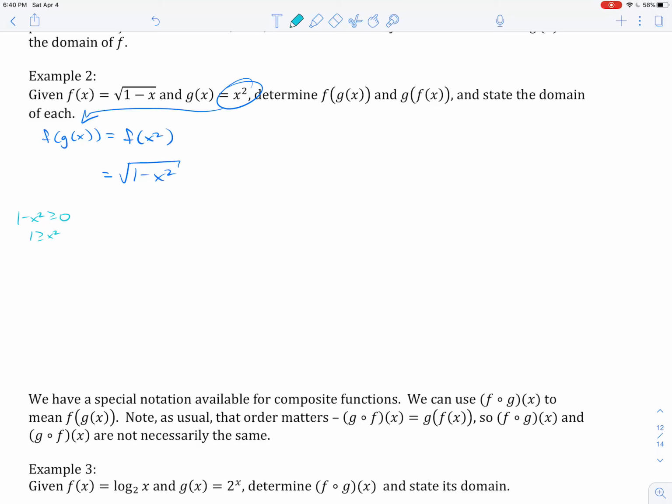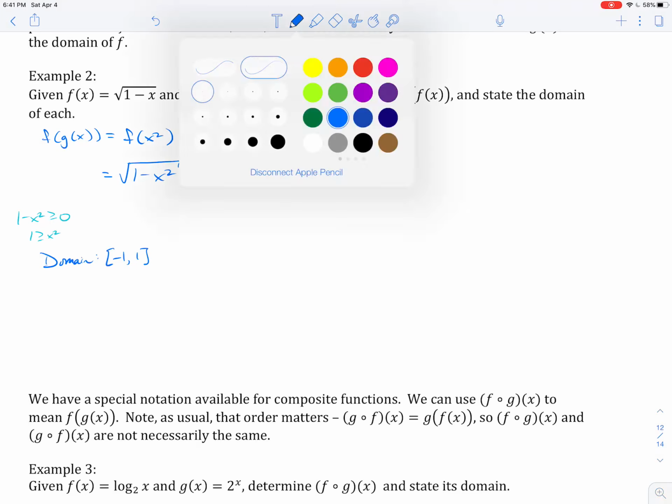Where's that going to happen? You can use any solving quadratic inequality skills you have from last year. But at some point, you should get that x has to be between negative 1 and 1. If x is more than 1, then x squared is going to be bigger than its original, not equal to. So the domain of this is that.